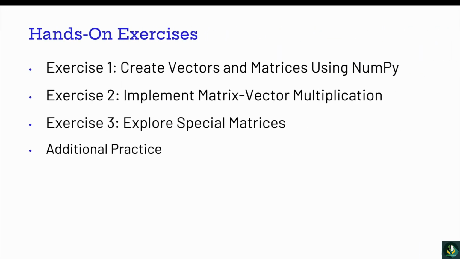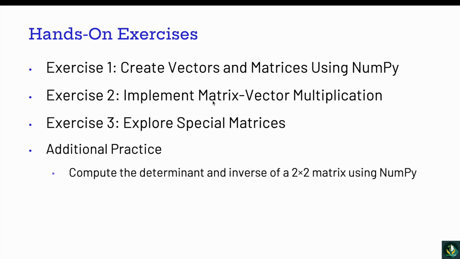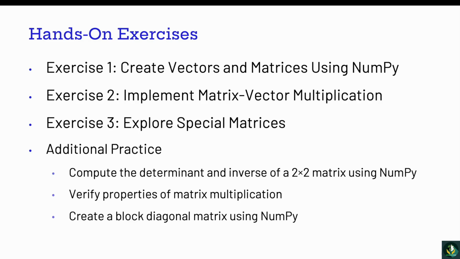Try this out. First thing that you want to do is compute the determinant and inverse of a 2 by 2 matrix using NumPy. Next, try to verify properties of matrix multiplication, something like (AB)^T equals B^T A^T. Then create a block diagonal matrix using NumPy. Try this out and let me know if it works. If you have any questions or problems, let me know and I'll come back to you.